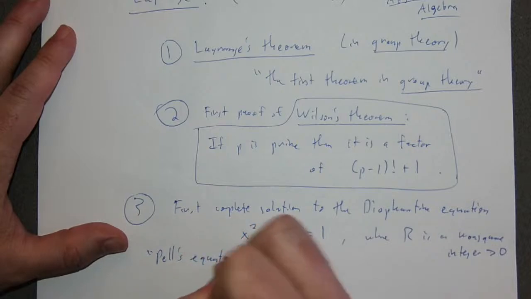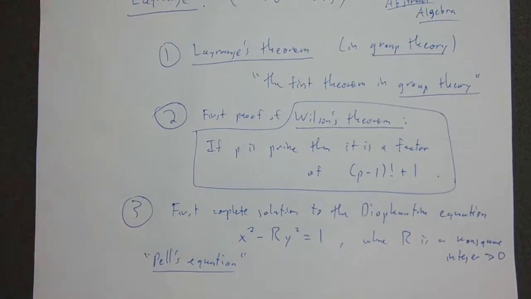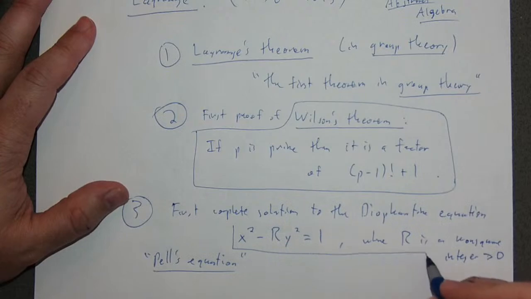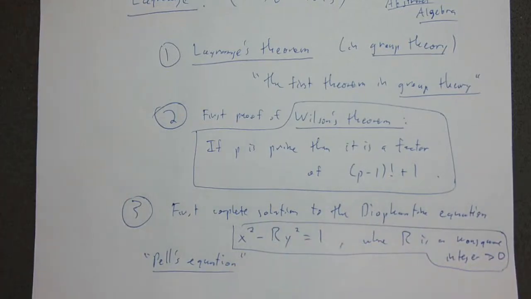which was a complete misnaming. The guy Pell never studied this equation apparently. I believe it was a misnaming due to Euler. Euler for some reason had mistakenly thought that he had done work on it, and so he referred to it as Pell's equation. But even if Pell had done work on it, the most amazing solution to this before Lagrange was not due to any European mathematician. It was actually due to Bhaskara.